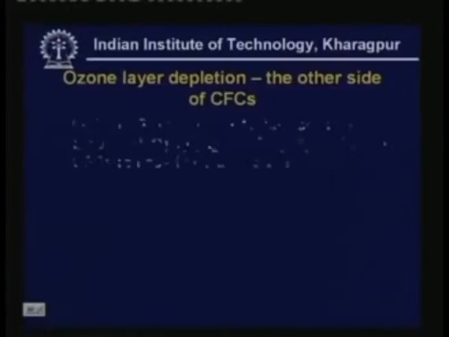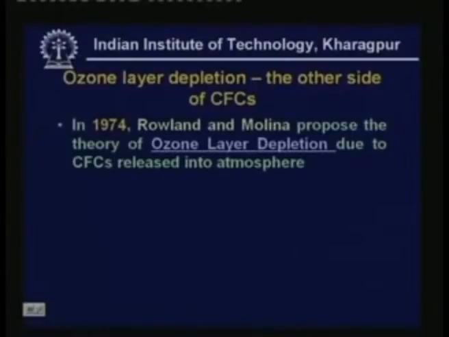So as a result of all these favorable properties, refrigerants based on CFCs have been used very widely for almost 50 years, and everybody felt that they had finally got a safe refrigerant. But suddenly something happened, and in 1974 two scientists, Rowland and Molina, proposed a theory of ozone layer depletion. Their theory says that the CFCs, if they are released into the atmosphere, will lead to the depletion of the ozone layer. So let us look at what this ozone layer is and how the CFCs lead to ozone layer depletion.